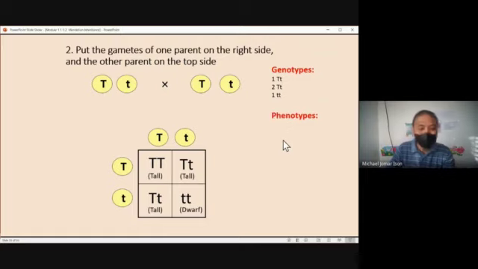So for the phenotypes, you just look at it. Since this is dominant, it's tall. Since this is dominant, it's tall.